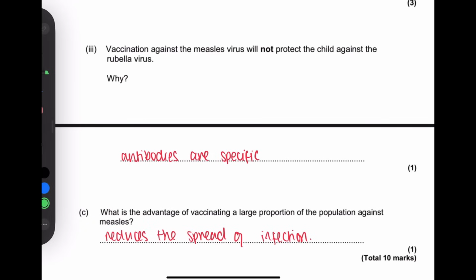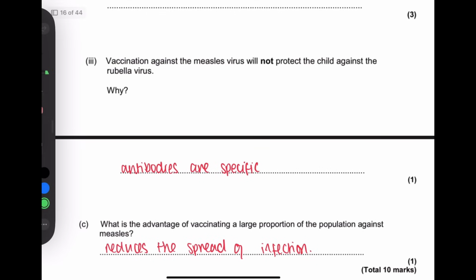3I, vaccination against measles viruses will not protect the child against rubella virus. Why? This is always the same thing, whether they talk about enzymes, immunity, viruses or pathogens. The answer is that antibodies are always specific. It's like how enzymes are specific. It's like how proteins are specific. Antibodies are proteins.